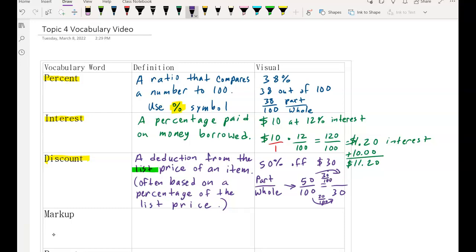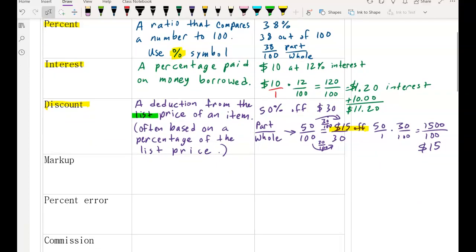50 times 30 over 100. Well, 50 over 1 times 30 over 100. That's 1,500 over 100. And when we divide, that works out to be 15. So the amount of the discount is $15. And remember, that's $15 off. That is the amount that's being taken off the price. $15 off. That's the discount. Okay? And the other side of the discount is the markup.